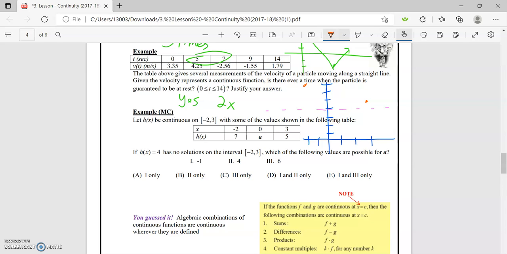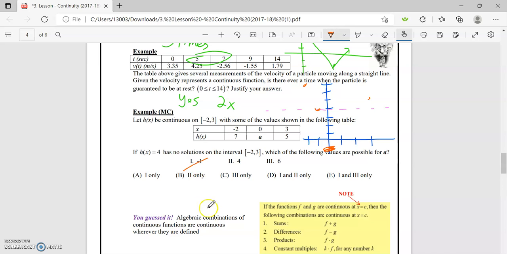So if I can't cross 4, but I have to go from -2 to 3 without lifting my pencil. See, I can't do that and then lift my pencil and then come back, open circle. I can't do that. I'm continuous, so that's not an option either. So what values, it's asking, what values can a be on the interval? Well, -1. -1's way down here. Can I get to -1 without crossing the 4? No. So that's not an option.